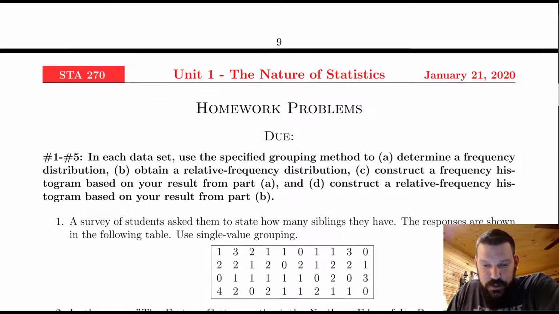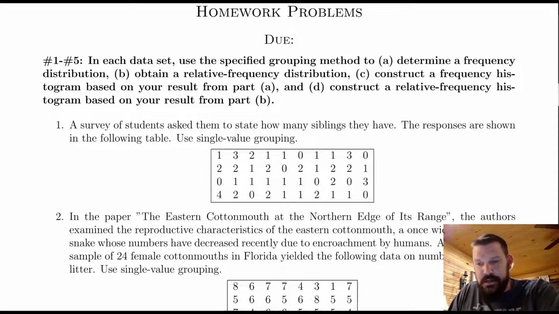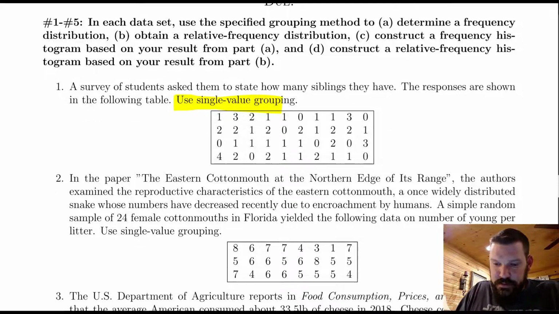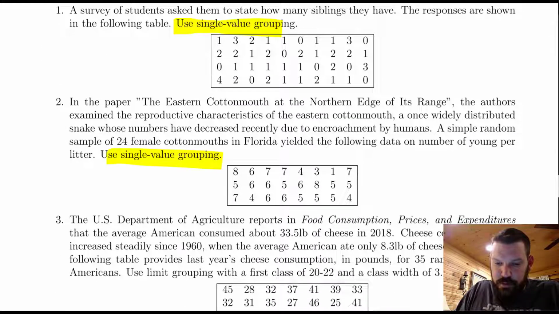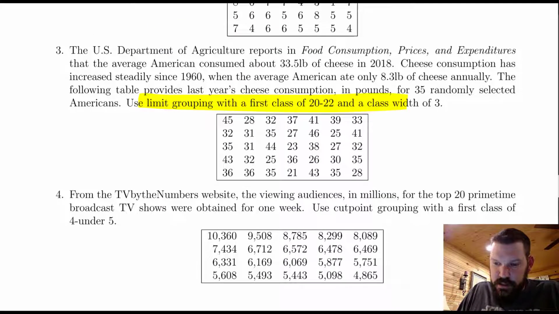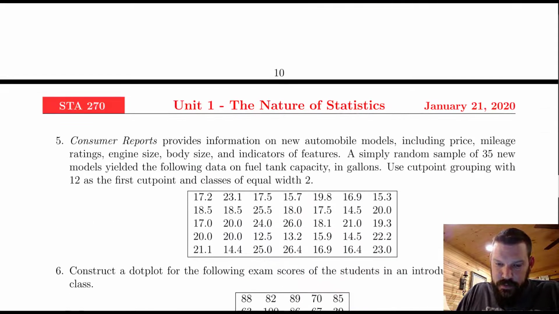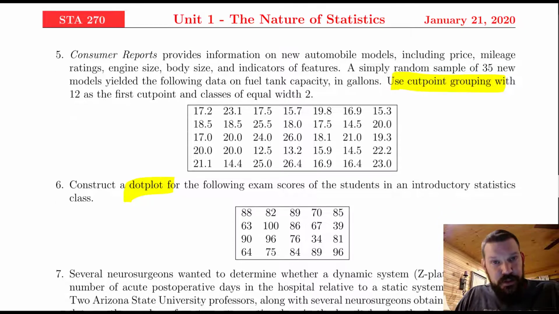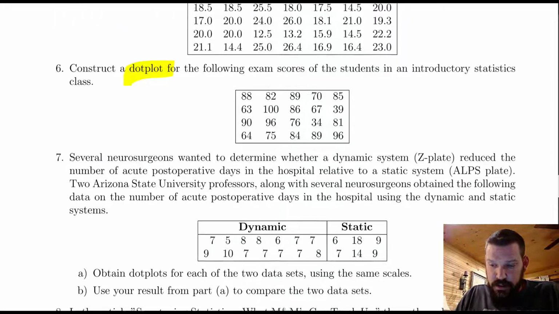So in your homework set, right here, the first one tells you to use single value grouping. Second one, single value grouping. Third one, limit grouping, tells you the class width. Cut point grouping. Cut point grouping. Dot plot. That's just where you put the dots on the x-axis, and if there are multiple representations of the exact same value, the dots start going up vertically.